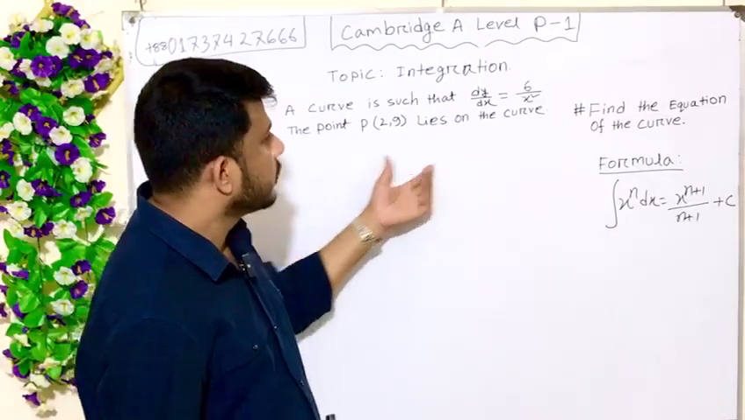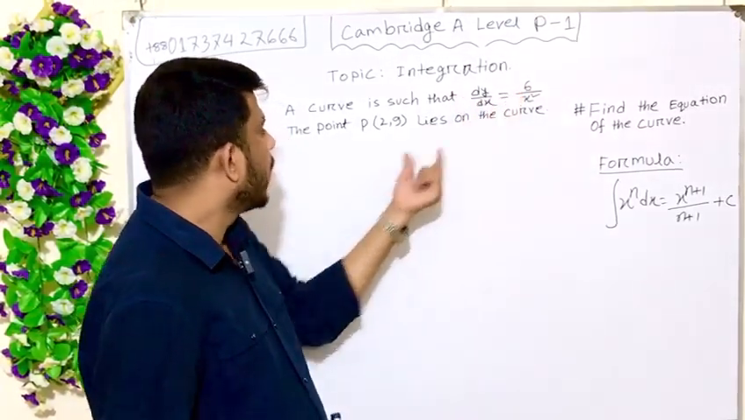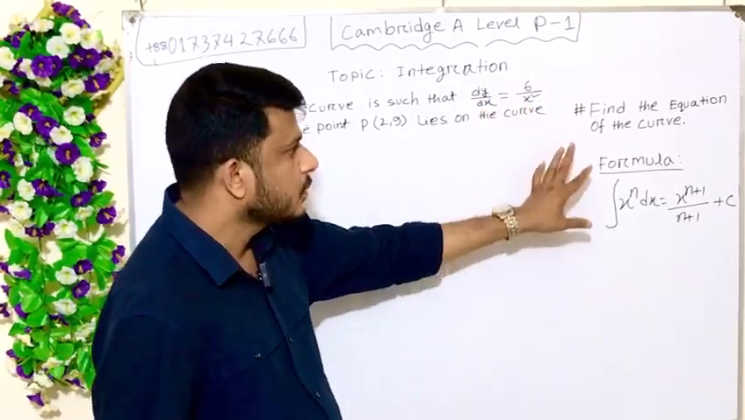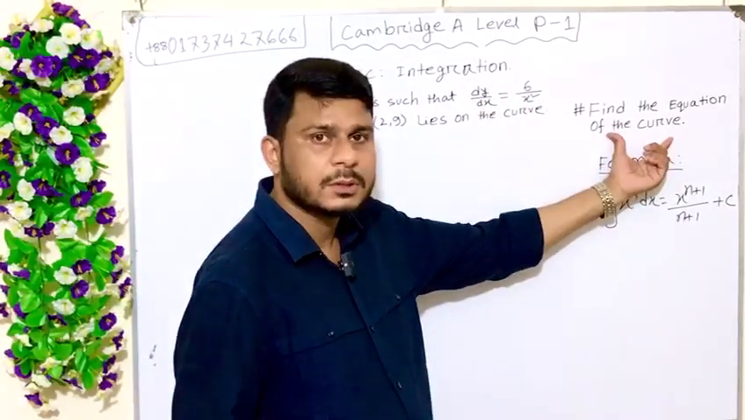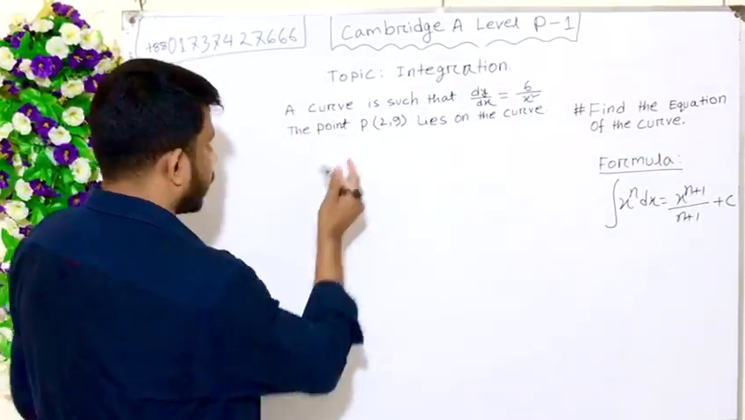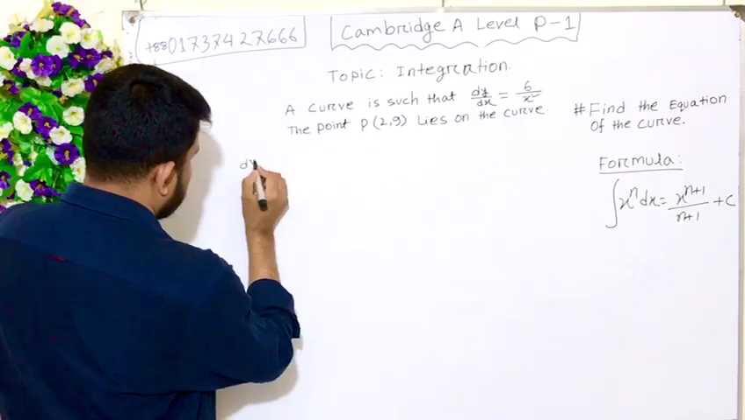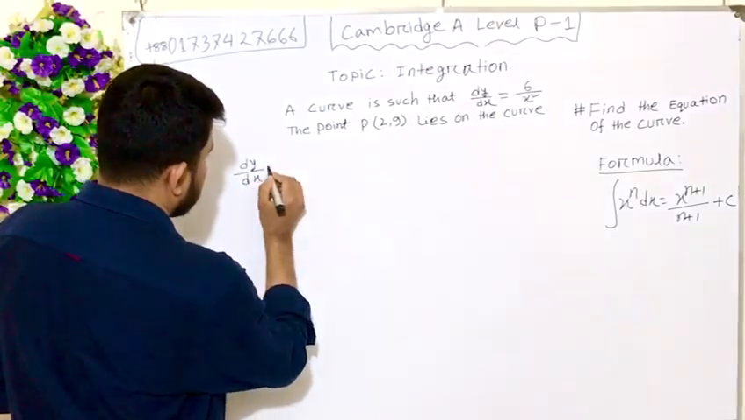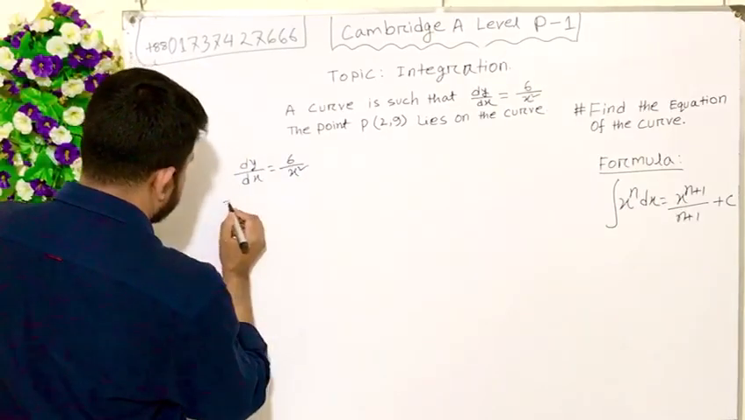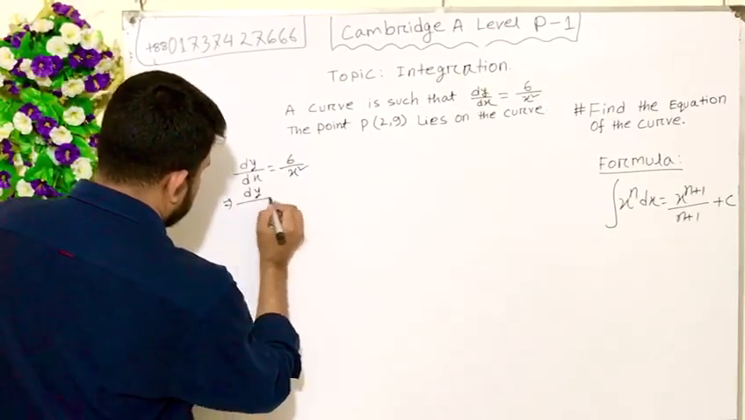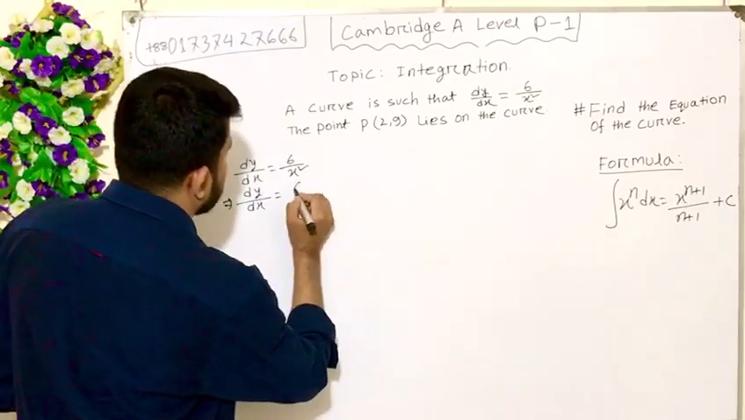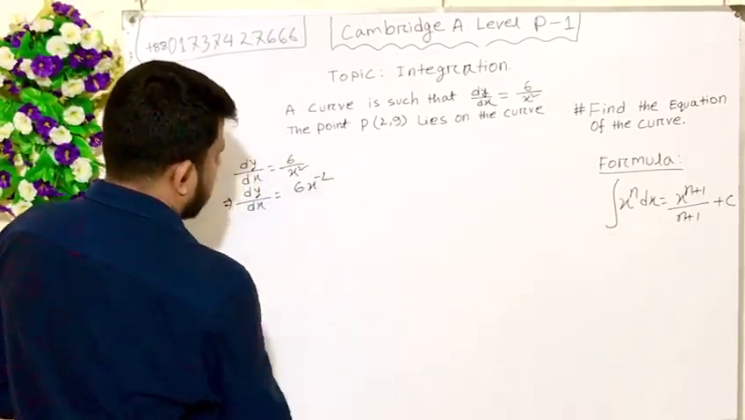This man, and this equation of curve, and this point lies on this curve, and we have to find the equation of a curve. Okay, so let's get started. So here given dy/dx equals 6 by x squared. Okay, and dy/dx, just copy, and 6 by x squared, we can write 6x to the power of minus 2.